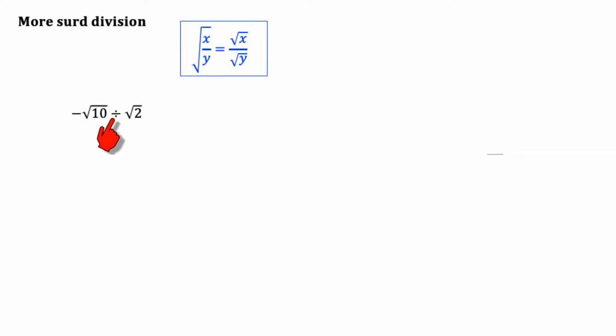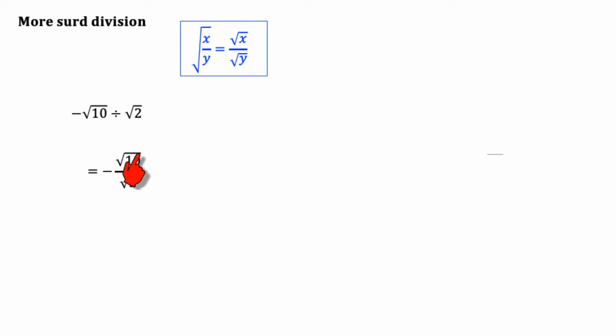Remember, divided by is basically what a fraction means, isn't it? The top divided by the bottom. So I can rewrite that as negative root 10 over root 2. Let's put the negative sign right out the front here. It could be at the top, could be at the bottom, so we're going to put it right here in the middle.